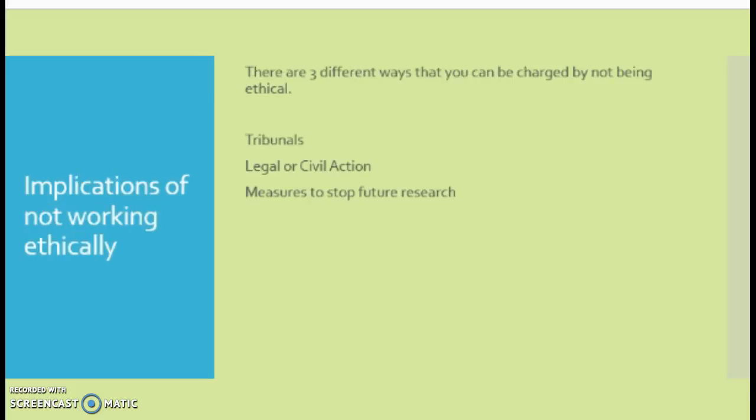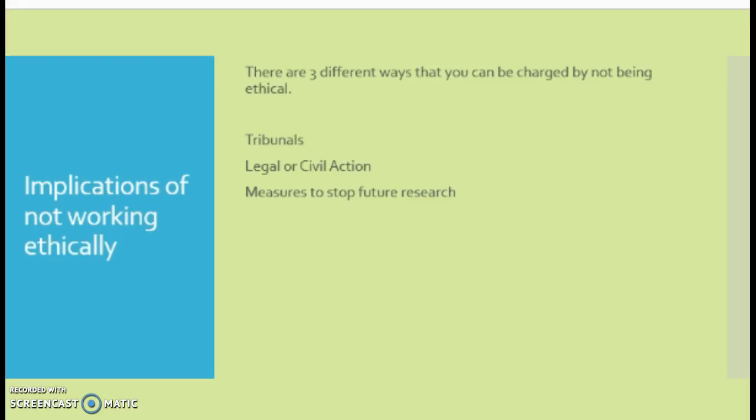There are 3 different ways that you can be charged for not being ethical in the project. Tribunals is the first one, where the researcher can get fined, given a legal warning, and they could be banned from producing the research. This will take place if there has been any harm to the participant and the participant wants to prosecute the researcher because they breached the consent form. For example, they could have lied in the consent form or not given them the right to withdraw. You can leave yourself open to legal or civil action if something goes wrong within the project. However, you can avoid this by following the code of conduct.